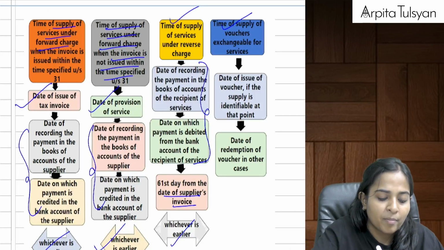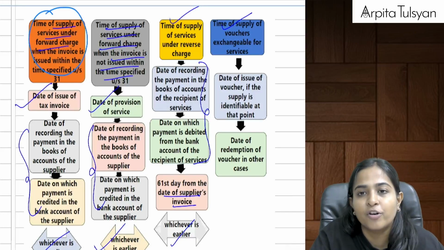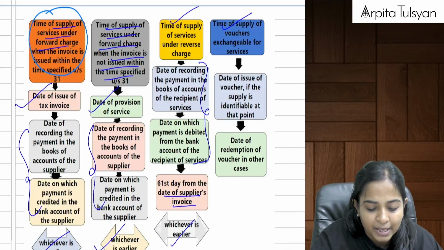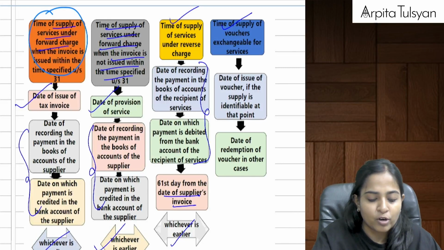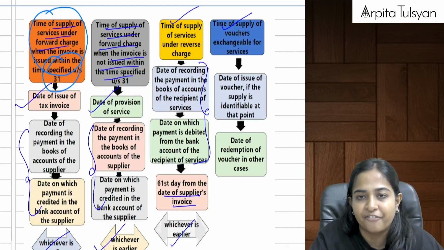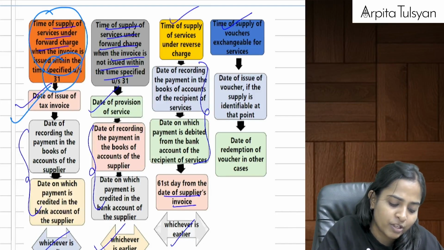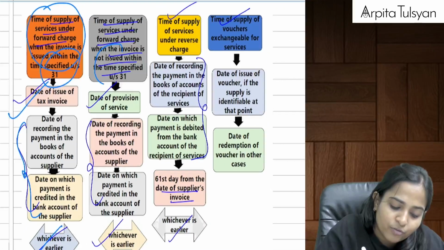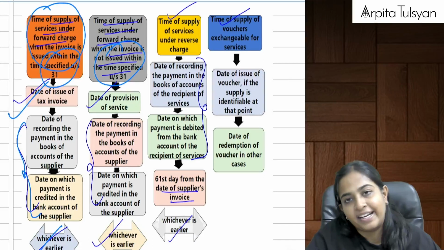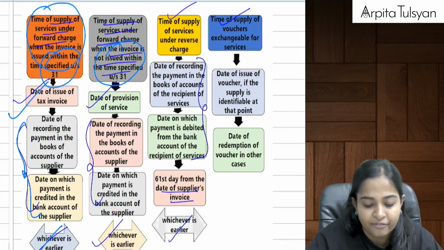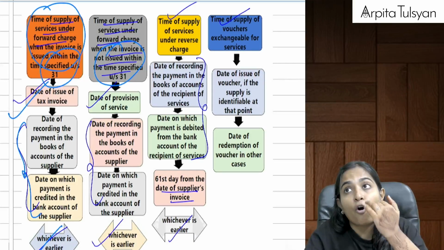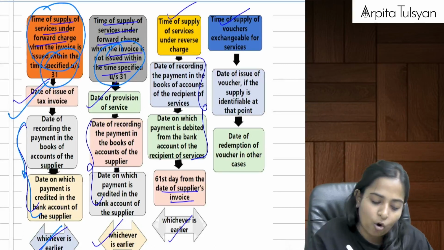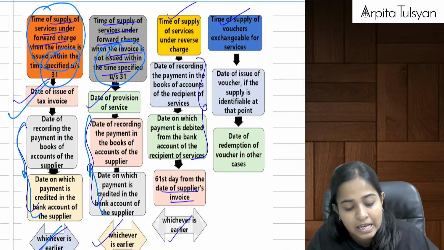Yes. Now, normal time of supply of services under forward charge. Under forward charge, we have to check first of all whether the invoice was issued on time or not. If the invoice was issued within the time specified, then the date of invoice or date of payment, whichever is earlier. If the invoice was not issued within the specified time, then the date of provision of service, completion of service or receipt of payment, whichever is earlier.